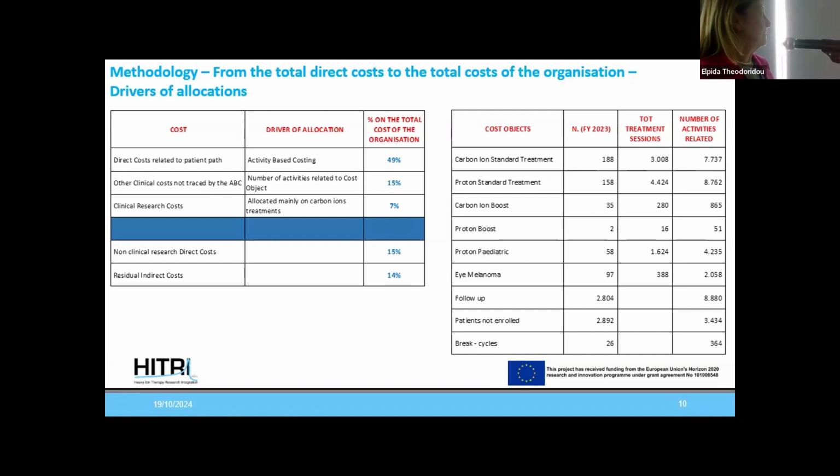So what we can see is the incidence of the research that is composed of the clinical research cost, which is 7%, and non-clinical research direct cost, which is 15%. So we get 22%, while the impact of indirect costs is in any case high because it's 14%.